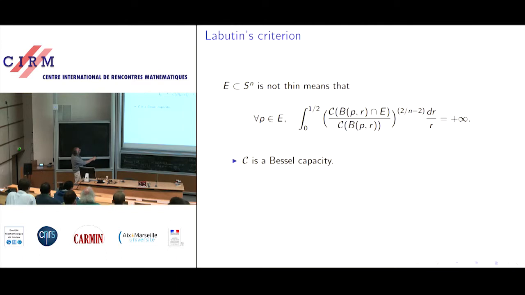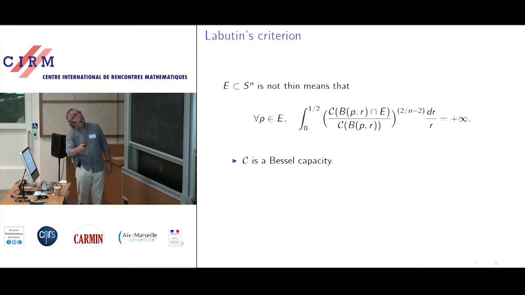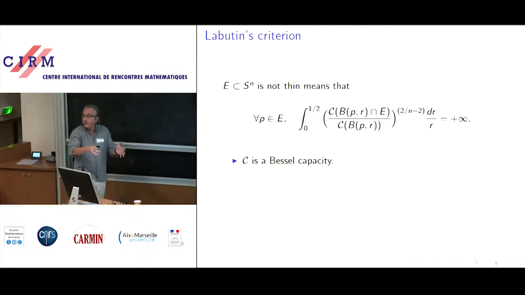You look at the capacity, for any point, of the intersection of the ball with the set, and divide by the capacity of the ball. So for example, if you are at a point P where the set is open, then the ball for small r could be completely included in E. And so what you get here is capacity of B divided by capacity of B, and you get 1. And dr over r is not integrable, so you get plus infinity. So at least it shows you that if you are in a part of the set where it's really big, then this integral satisfies the criterion.